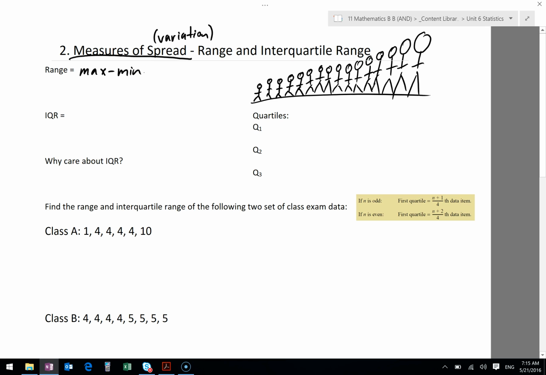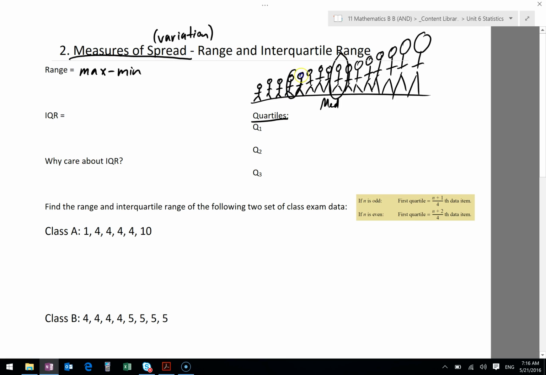Interquartile range is a bit more interesting. With our data set, with all the people we've got drawn here, we know that the middle person here is the median. So to calculate the median, we're basically dividing the data set in two. With quartiles, as the name suggests from the word quarter, we're going to divide the data set into 4 parts.